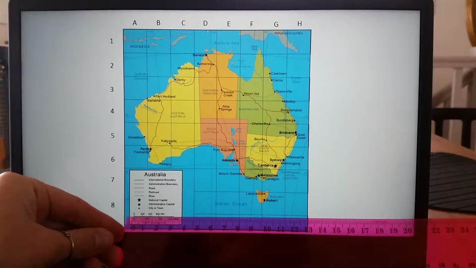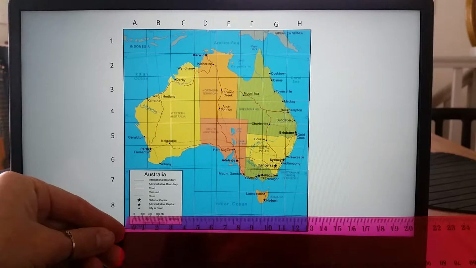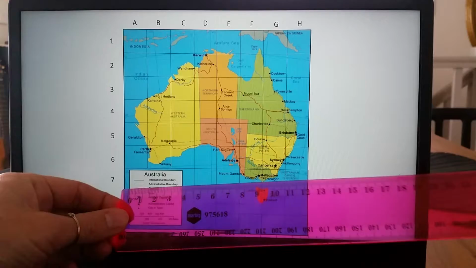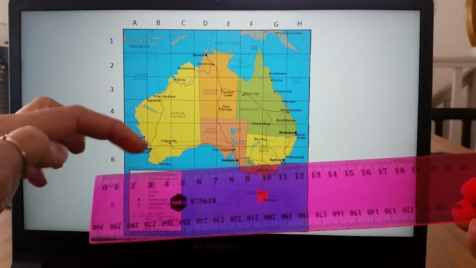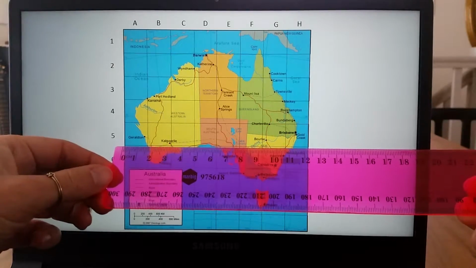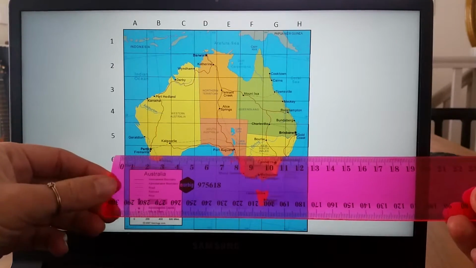That also means that 1 centimeter, which is half of 2, is about 300 kilometers. We can see that because the 1 centimeter marker on the ruler is located right between the 200 and 400 markers on the scale. So that's great. We now know that each centimeter on the ruler is approximately 300 kilometers on the map.